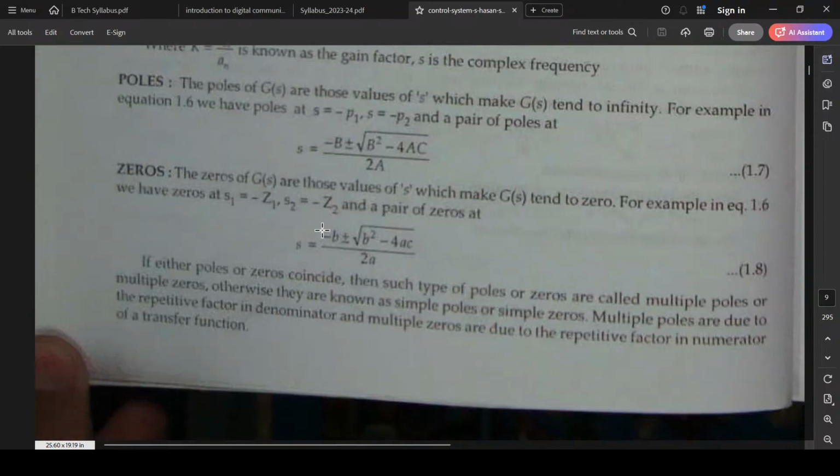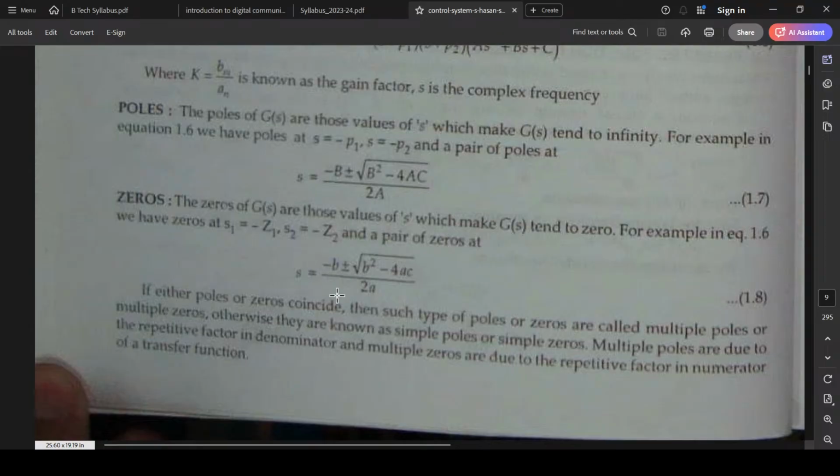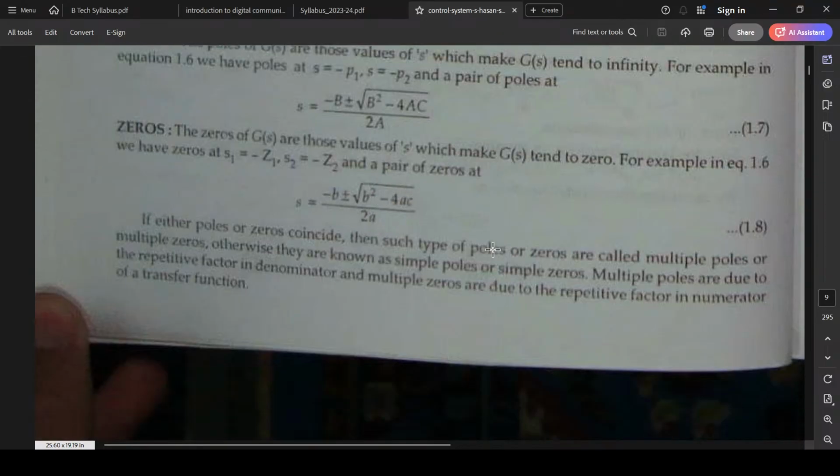So minus z1, minus z2, and another pair of zeros. So there will be 1, 2, 3, 4. Because this is a quadratic equation, s will have two values. Here also s will have two values. So 1, 2, 3, 4, 1, 2, 3, 4. So four values for which G(s) becomes 0 and four values for which G(s) becomes infinity. Similarly, minus b plus minus root under b square minus 4ac over 2a. This will give you another two zeros.